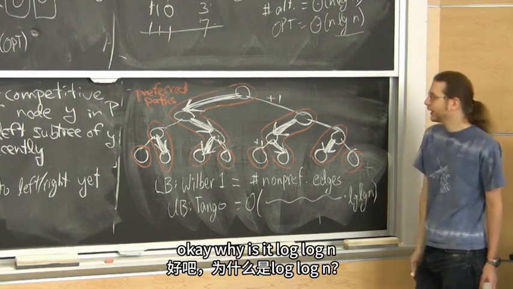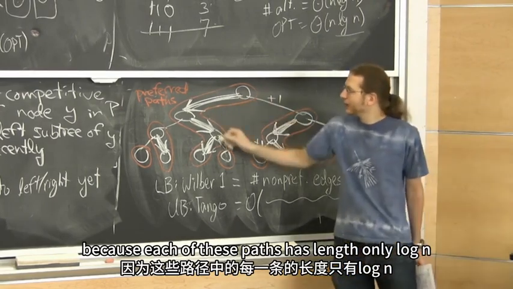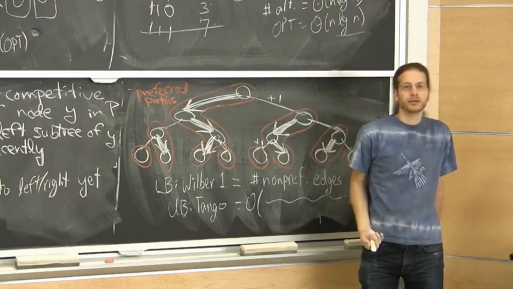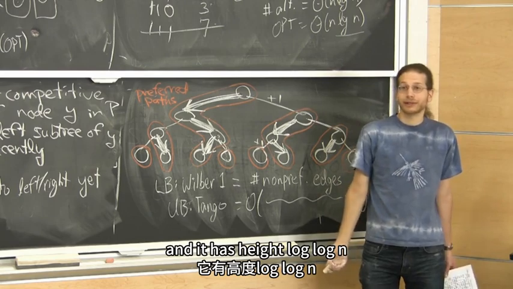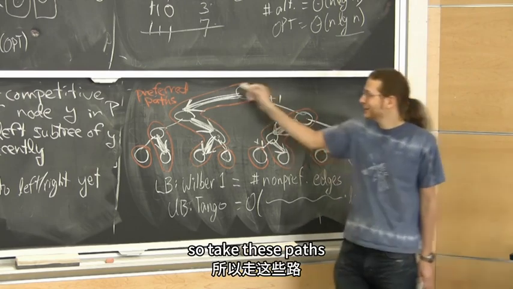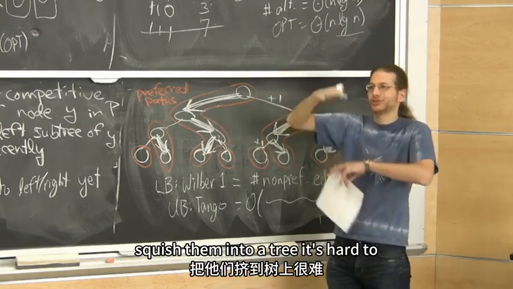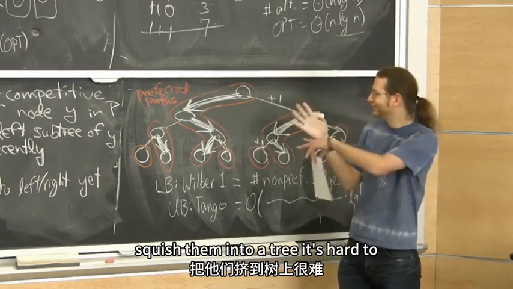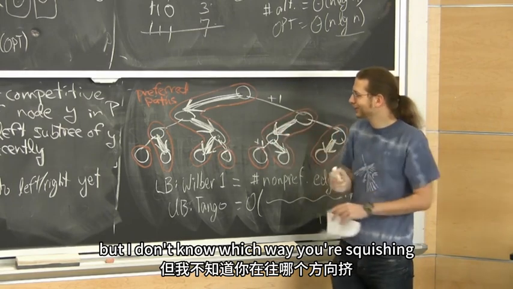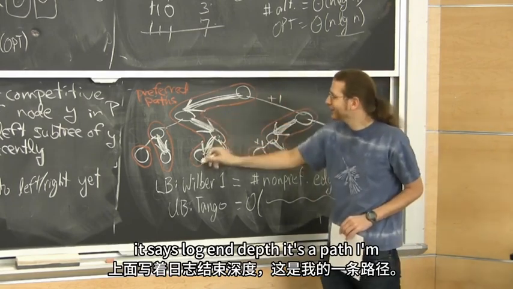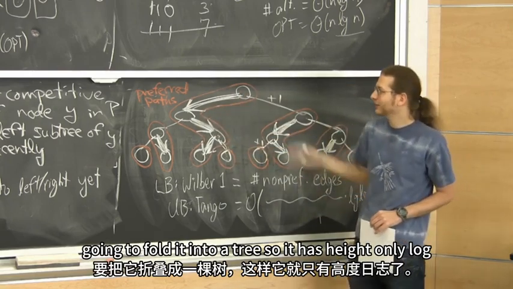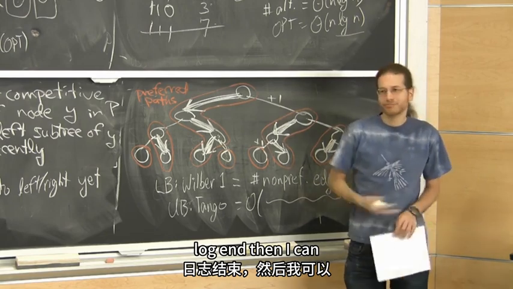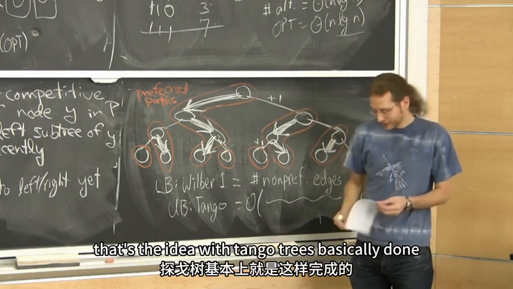Okay, why is it log n? Because each of these paths has length only log n. So I put them in a balanced binary search tree, and it has height log n. So I take these paths, squish them into a tree. It's hard to look, I don't know which way you're squishing. It says log n depth. It's a path. I'm going to fold it into a tree so it has height only log n. Then I can jump around it in log n time. That's the idea with tango trees.